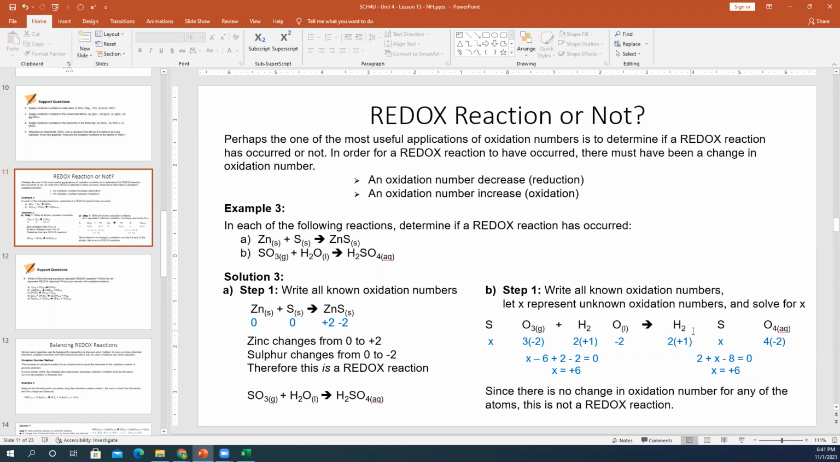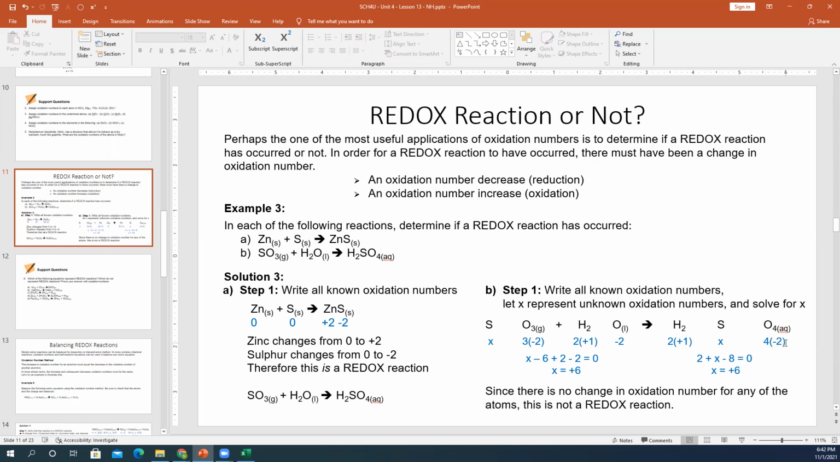And then we come to this H2SO4, this sulfuric acid here. We look at the hydrogen. Yes, we know hydrogen is a +1. We've got 2 of them, so we write 2 times +1. Sulfur, we don't know what the oxidation number is, but we can figure it out. Oxygen, again, is -2. We have 4 of them, so we write 4 times -2.